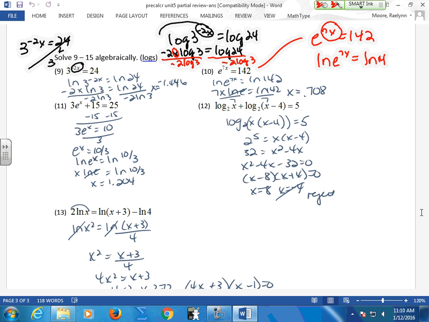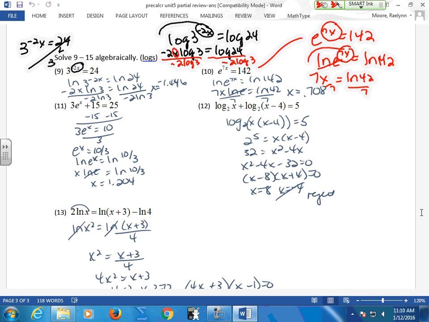ln of both sides. Now I can bring down my exponent. And what happens to ln 8? Cancels out. That's one of my properties. Good. And this is kind of nice. Just divide by 7, divide by 7. And remember rule of thumb? 3 decimal places.